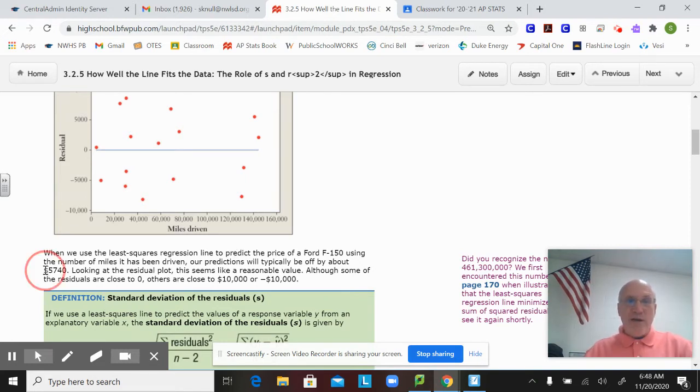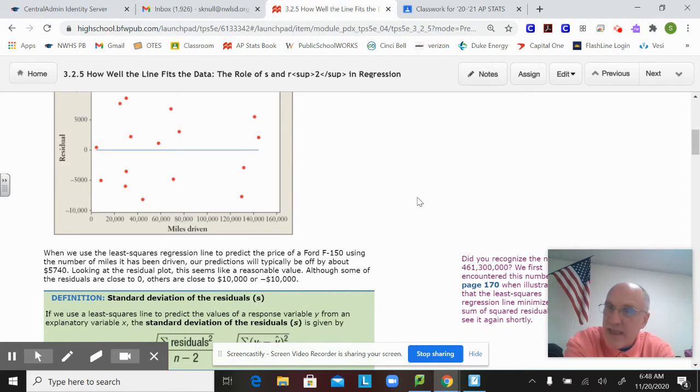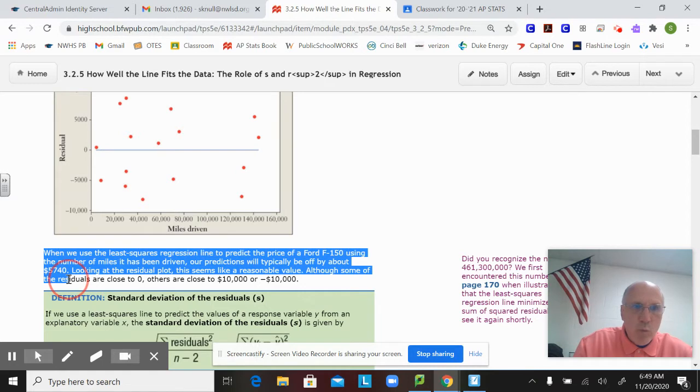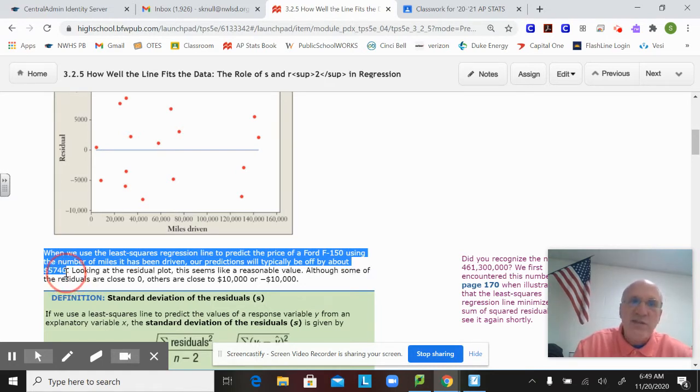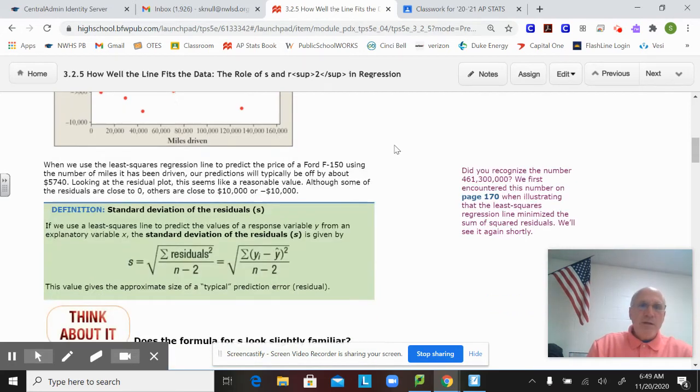Notice that the unit here is the same as the unit of Y, dollars. That's important because R squared, the next one, doesn't have a unit. But to interpret the standard deviation of residuals correctly, you need that unit in there. So I'm going to highlight it again. When we use the least squares regression line to predict the price of a Ford F-150 using the number of miles it's been driven, our predictions will typically be off by about $5,740. So that's what the standard deviation of the residuals is, and that's how you would have to interpret it.